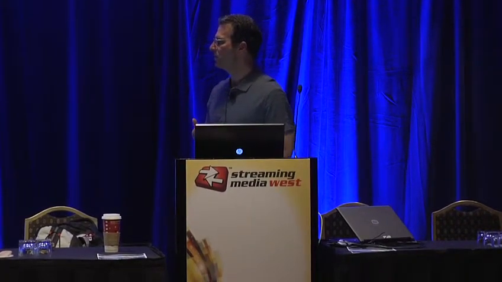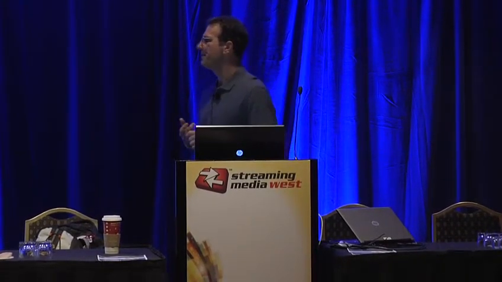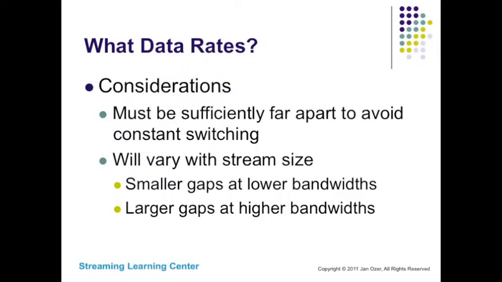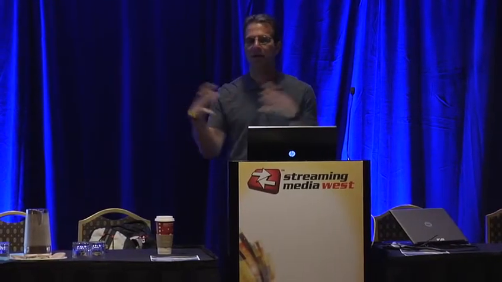Okay, so we've got a good idea how we're going to choose the resolutions. What data rates should we implement? Rule number 1 is they must be sufficiently far apart to avoid constant switching. I mean, you wouldn't have streams that were 50 kilobits per second apart. You wouldn't have streams that were 150 kilobits per second apart, because then you'd have too frequent stream switching. It degrades the experience, and it puts a lot of stress on the system as a whole.